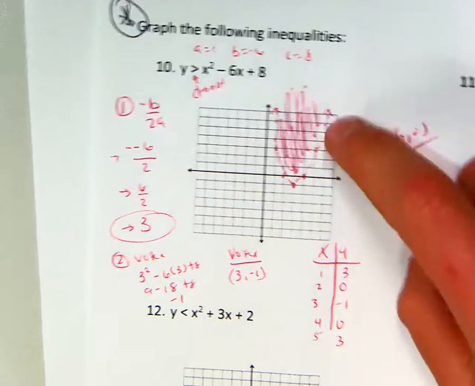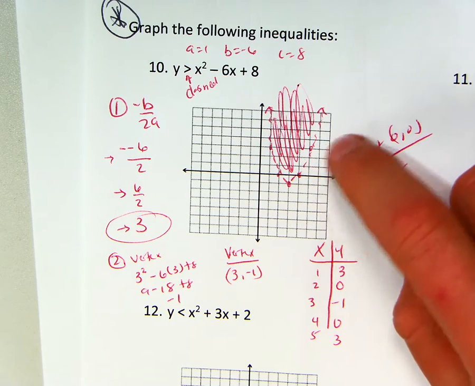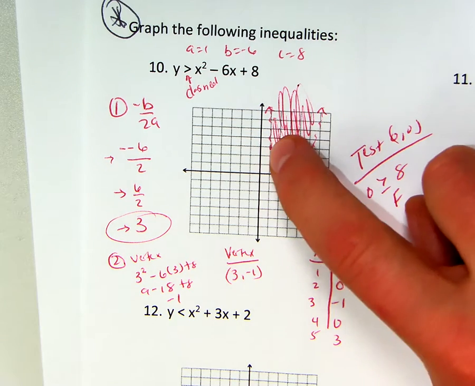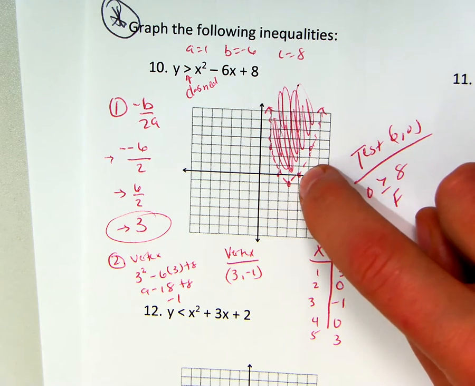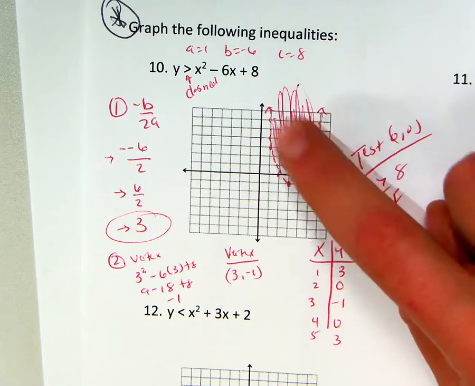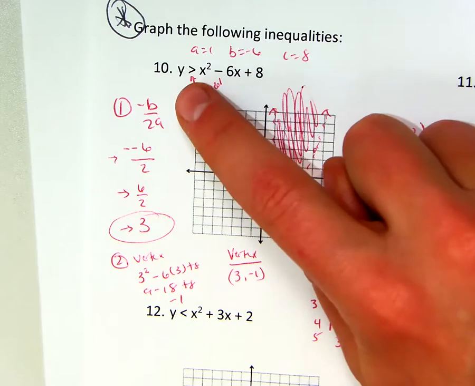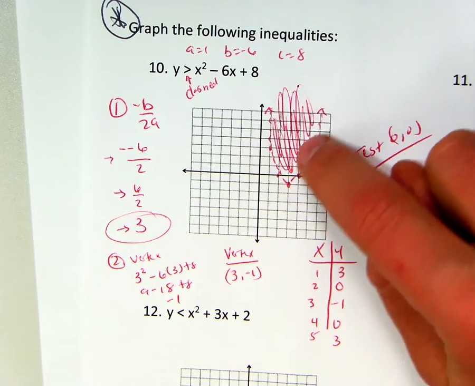And then you just graph all the points. So we have 1, 3, which is right here. 2, 0, which is here. 3, negative 1, which is here. 4, 0, which is here. And 5, 3, which is here. It's a dashed line because this is just a greater than. So it's a dashed line.